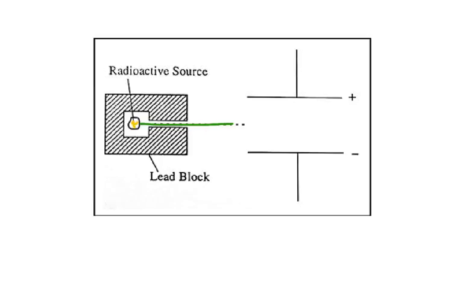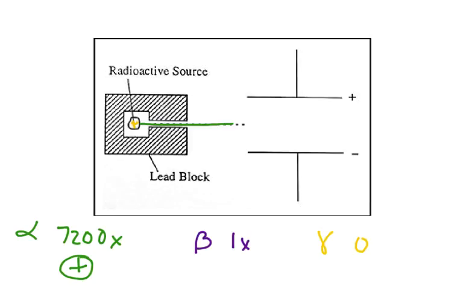So starting off with alpha, we know it is very heavy. Since it's 2 protons and 2 neutrons, it's about 7,200 times more massive than the beta, which we'll say is about 1 times, and then the gamma, since it's light, has a mass of 0. So go back here to the alpha particle. Since it's 2 protons and 2 neutrons, it's going to have a positive charge.